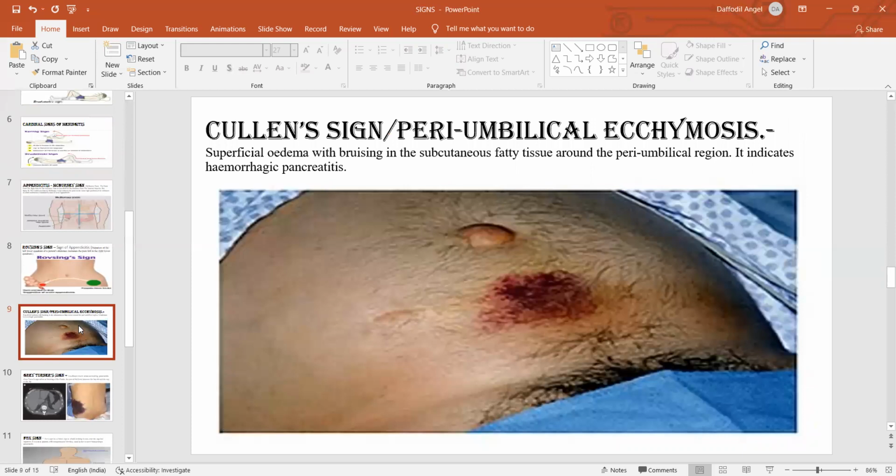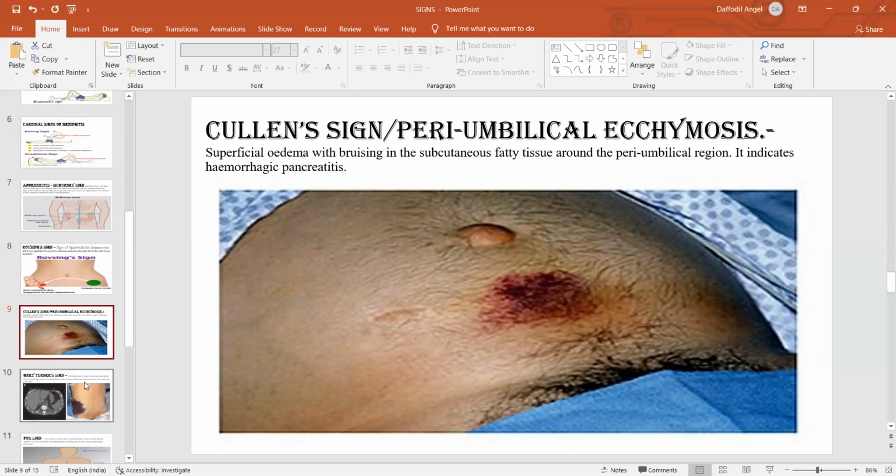Next, let's move on to the signs of pancreatitis. The first sign is Cullen sign, otherwise known as periumbilical accumulation. It means superficial edema with bluish discoloration in the subcutaneous fatty tissue around the periumbilical region. It indicates hemorrhagic pancreatitis. Just below the umbilicus, we can find bruising. If we find bruising in the subcutaneous fatty tissue around the periumbilical region, it suggests hemorrhagic pancreatitis.